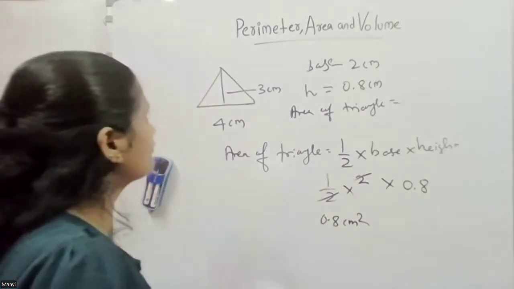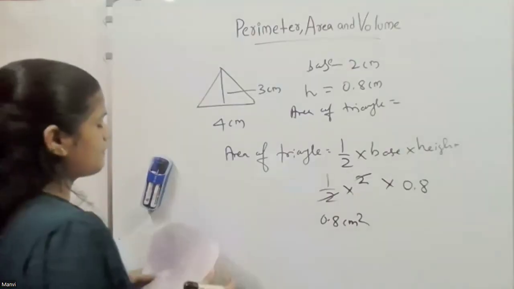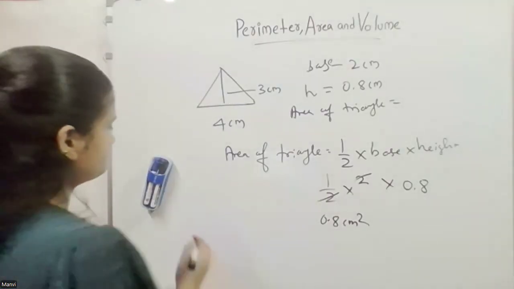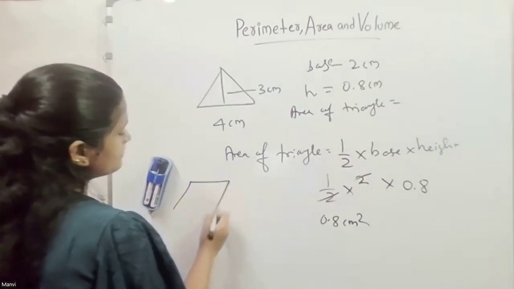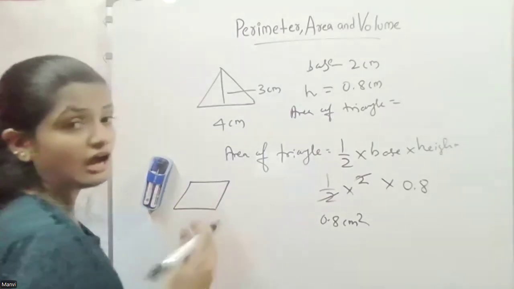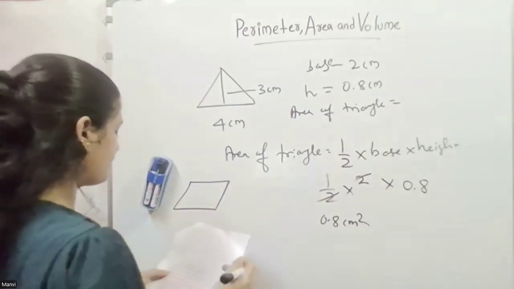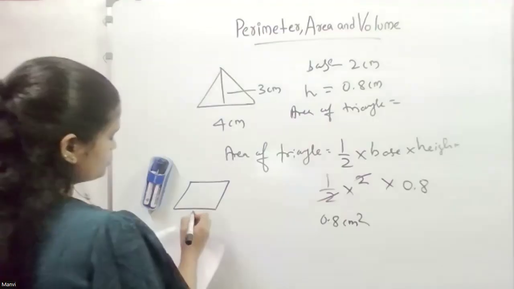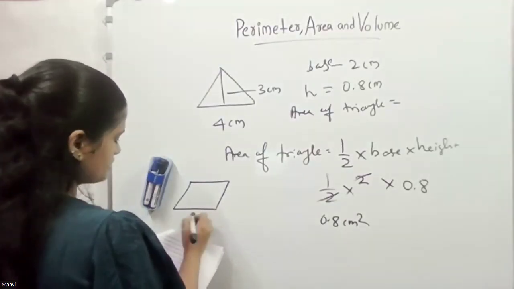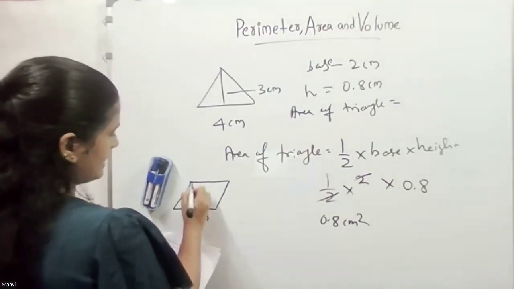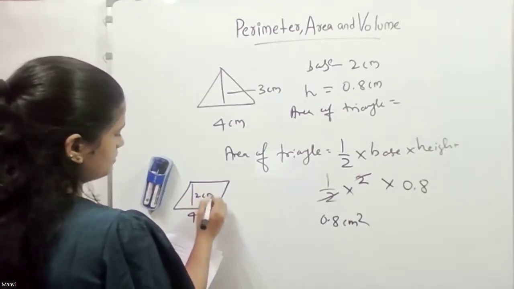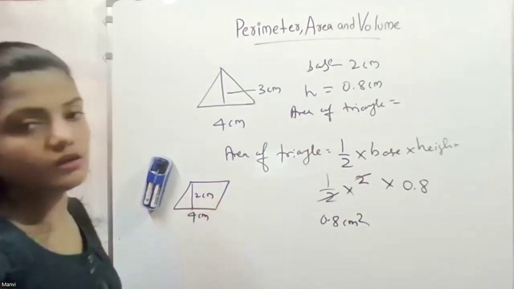Now, if we have one parallelogram whose area is base times height, not half is needed here. Area of parallelogram is base and height. So the base is 4 centimeter and the height is 2 centimeter. What will be the area of this parallelogram?